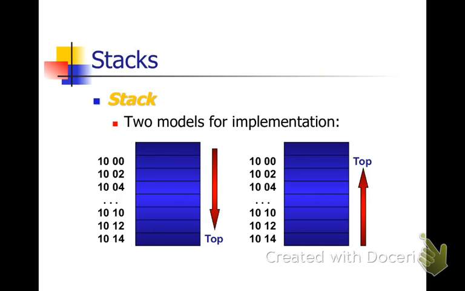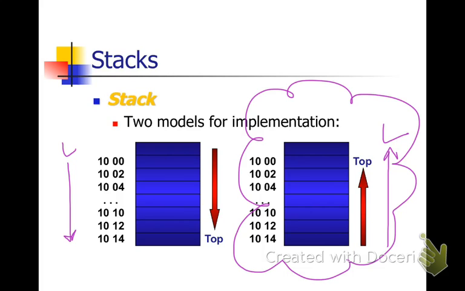So there are 2 different models for implementing a stack. On the left, I have a stack that grows toward high memory, so from low to high. On the right, I've got a stack that grows toward lower memory, so it goes from high to low memory. And it turns out, in most computer systems, the second model is the most convenient for implementing stacks, and we'll talk about why as we start talking about the instructions that we have. But before we get to that, let's go back.